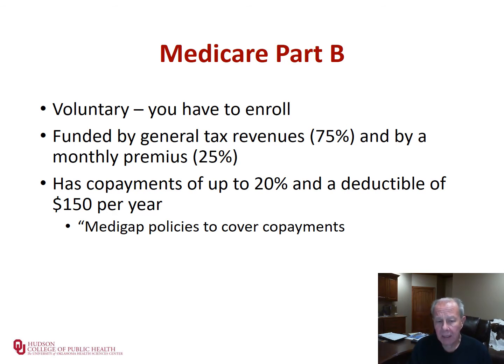There are many, many private insurance plans that now provide what are called Medigap policies to cover the cost of those co-payments, because when you think about it, a 20% co-payment on some hospital bills or others could be a lot of money. So many people who can afford it purchase Medigap policies to cover the co-payments.